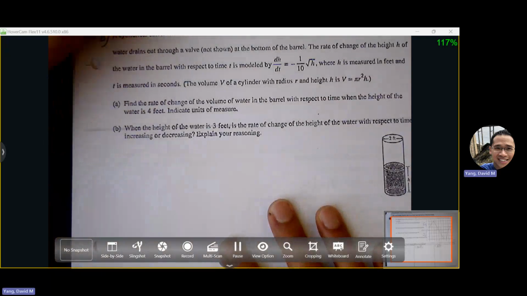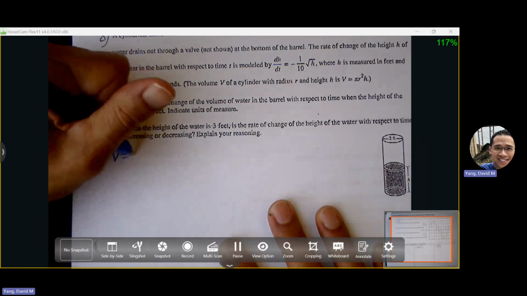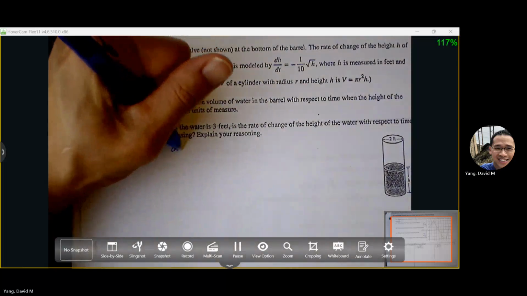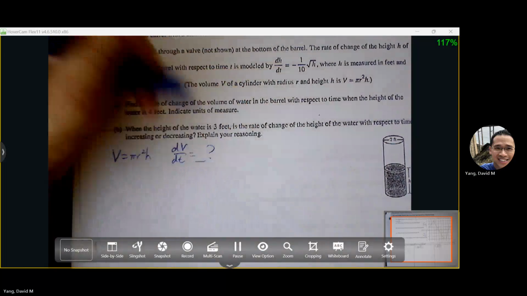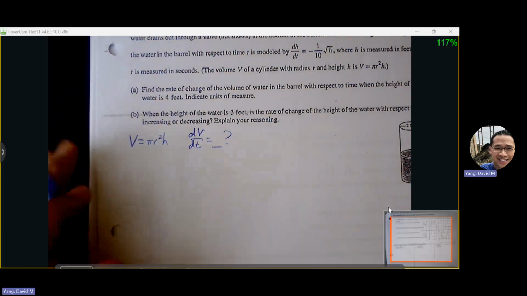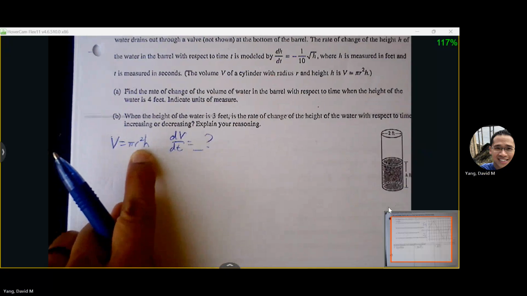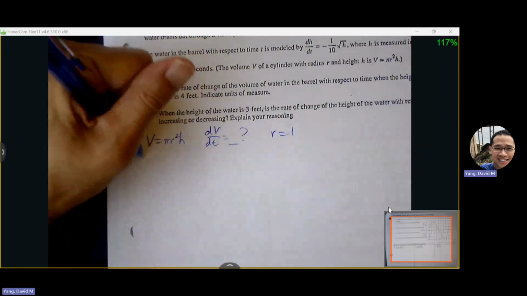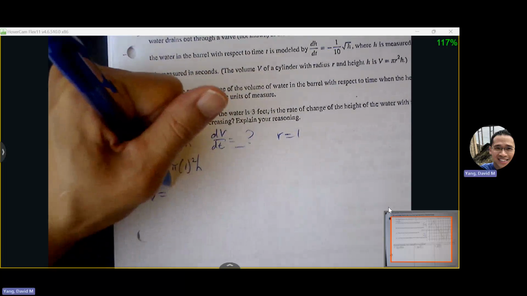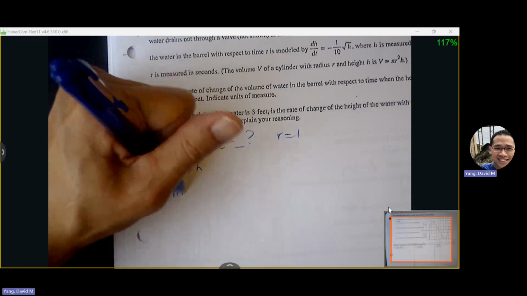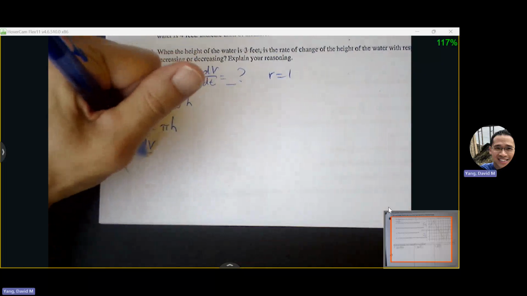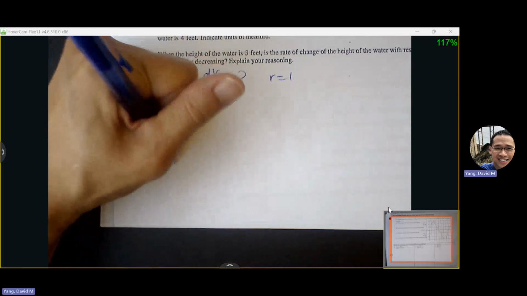So we know our formula for a cylinder is V equals pi r squared h. We're looking for dV/dt. But we should be able to find an easy replacement for radius, right? What's the radius that's never changing? 1. So I'll just rewrite the equation. And we should be able to move into our derivative process a lot faster than if we're working with cones. So V becomes dV/dt. Pi h becomes pi dh/dt.